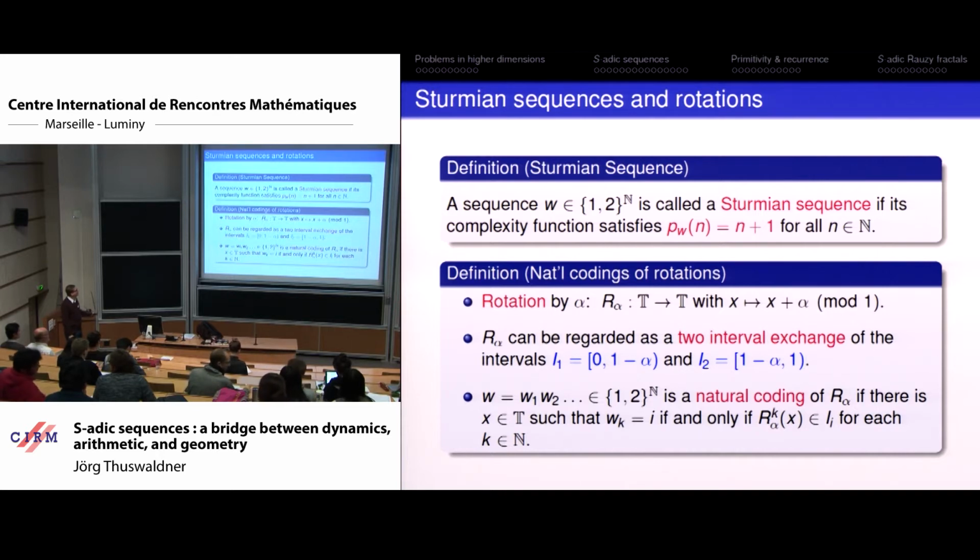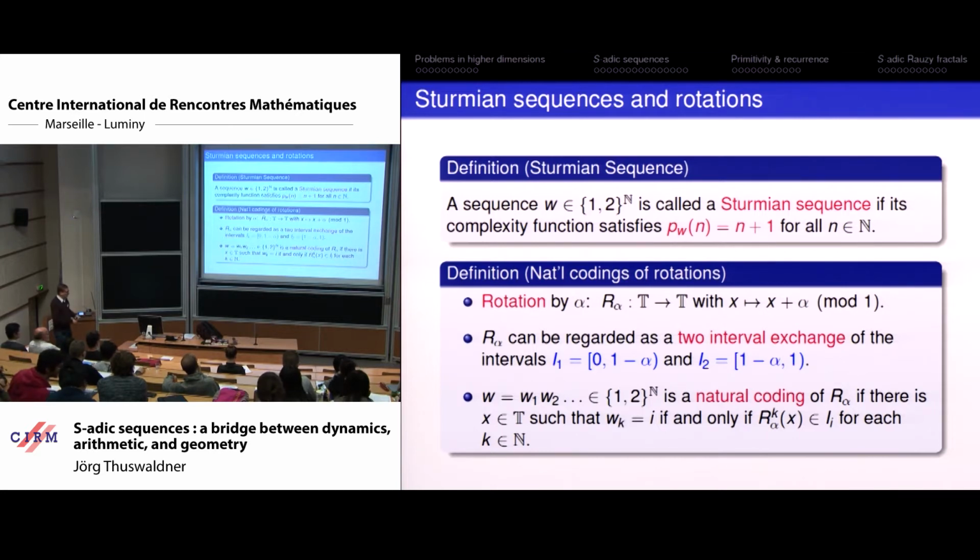Here we have a dynamic definition of seemingly different sequences, so-called natural codings of rotations. I define a rotation on the unit interval. T is the unit interval with its endpoints glued together. So you get a circle, but you want to imagine this as a unit interval with endpoints glued together. Here you define just a translation, which becomes a rotation on the circle by a vector alpha. I want alpha to be irrational, otherwise it becomes periodic, and this is a case I'm not interested in.